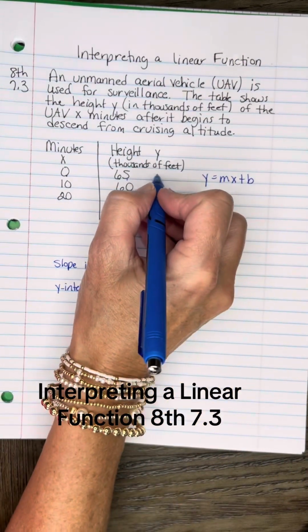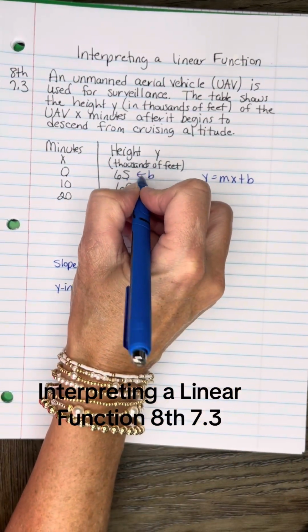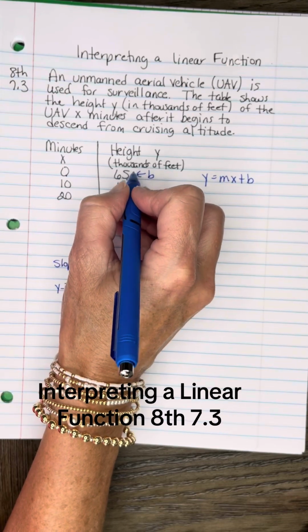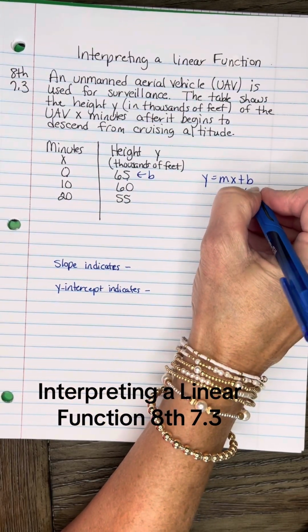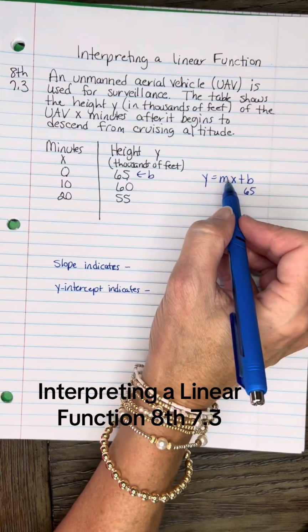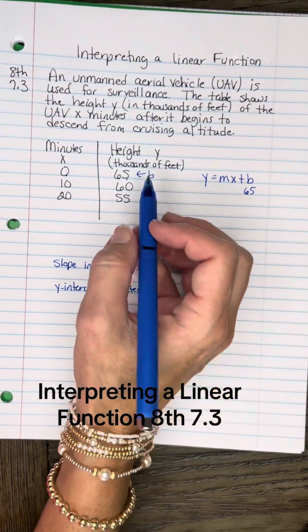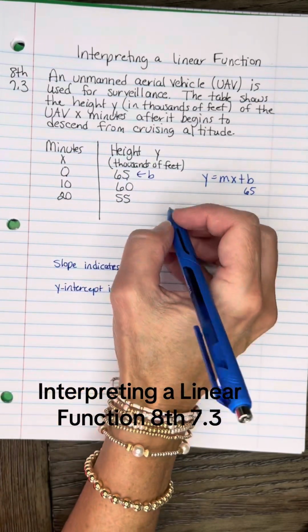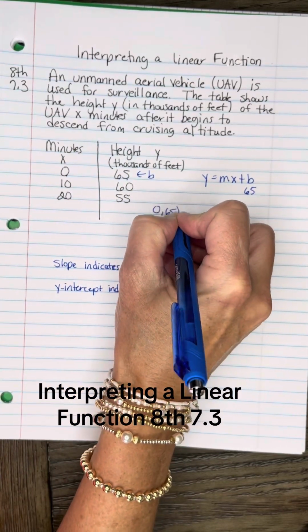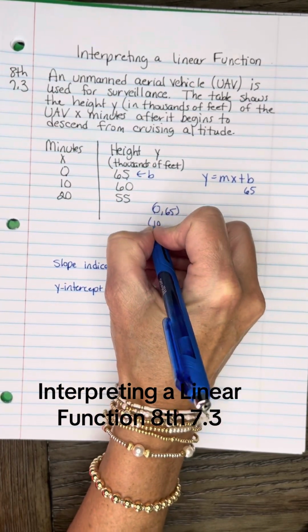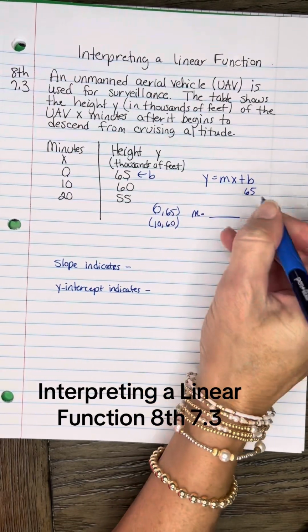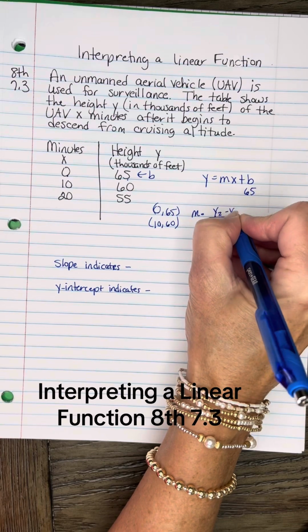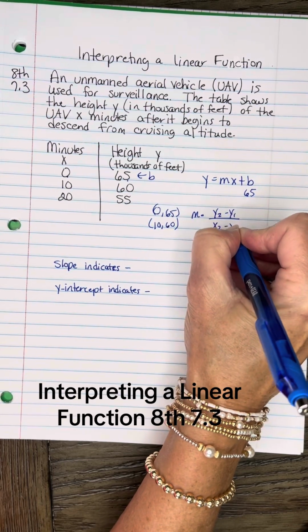The b is found quite easily by looking at where the x is 0. So that's the y-intercept, and it is b. It is at 65. We just need to find the slope. For the slope, I can pick any two ordered pairs that I want, like (0, 65) and (10, 60), and use the formula y2 minus y1 divided by x2 minus x1.